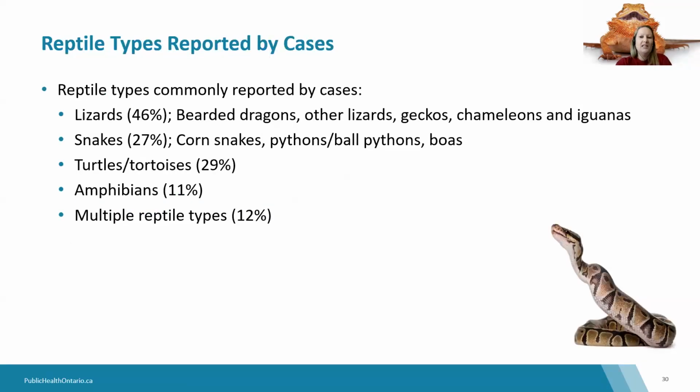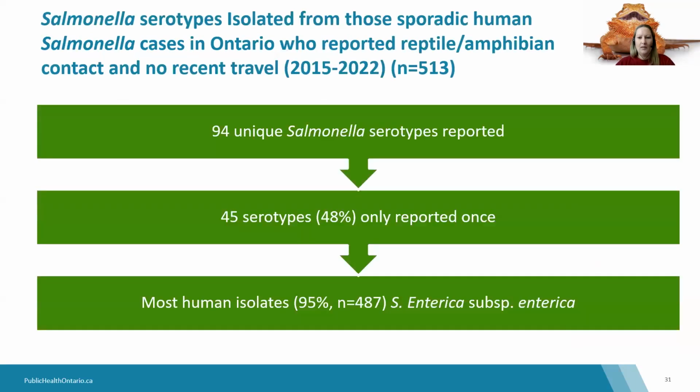So when we looked at the reptile types cases reported having contact with, lizards, interestingly, kind of paralleling what we saw in our poll to you today, lizards including bearded dragons, geckos, chameleons, iguanas, and other lizards were most commonly reported, followed by snakes, then turtles and tortoises, and amphibians last. Interestingly, 12% of our cases reported having contact with more than one type of reptile, and 1 person reported contact with a crocodile.